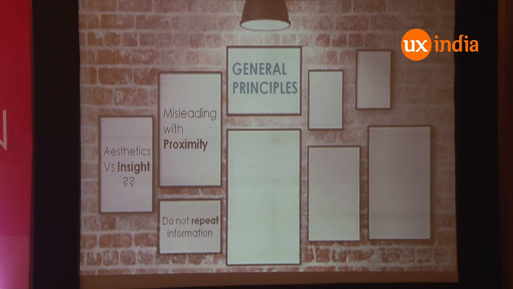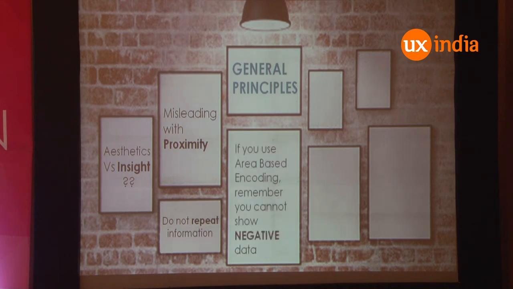Do not repeat information. You end up using colors and intensity to show the same thing, or shape and position to show the same thing. The user is going to interpret one. You either show color or you show shape, it's the same anyway. If you use area-based encoding, you cannot show negative values. What we didn't talk about when we did that 0 to 100% in area-based encoding is, if the value is minus, how will you show that information? You can't do that when you're using area-based encoding.